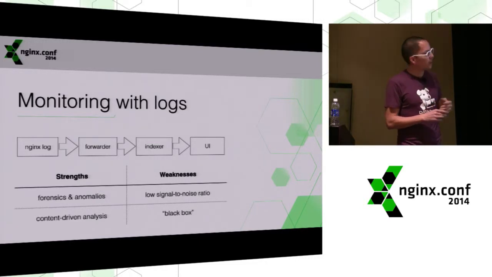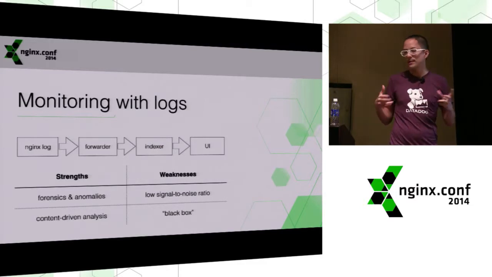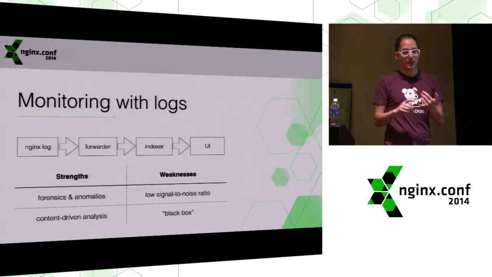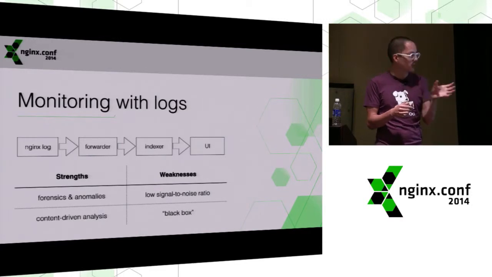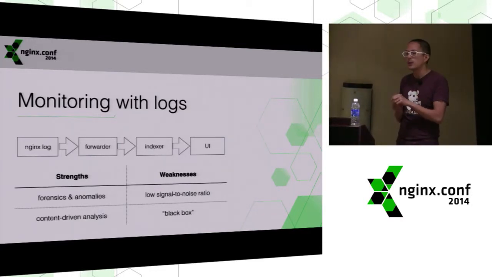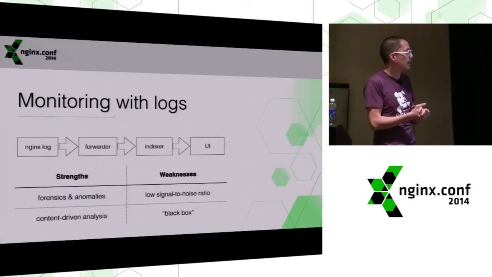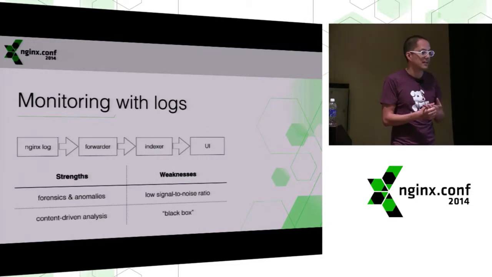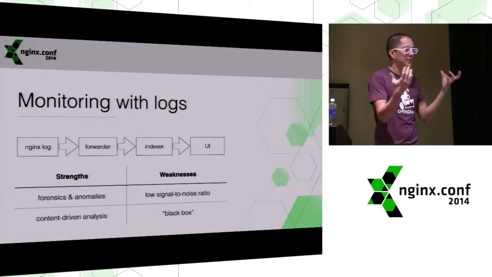So the name of the game is you get every single thing that Nginx processes and you index it. It's really good at forensics, i.e. looking at what happened in the past, specifically looking for certain patterns, or to some extent it's good for finding anomalies. So if you're looking for a particular attack, maybe in your logs.